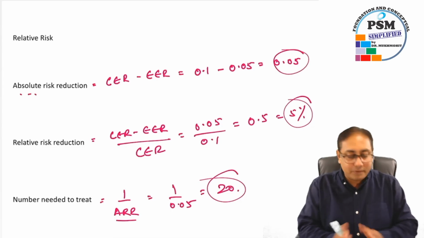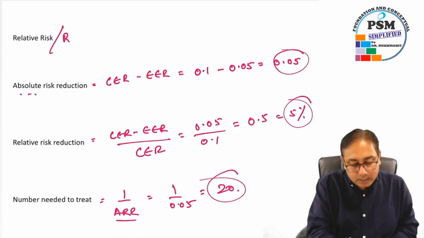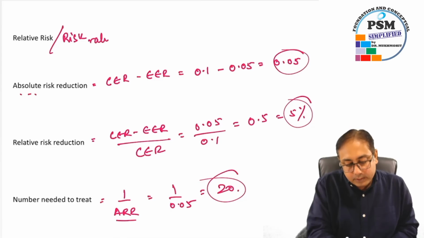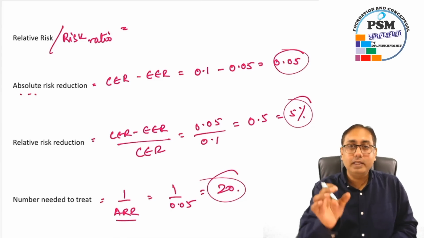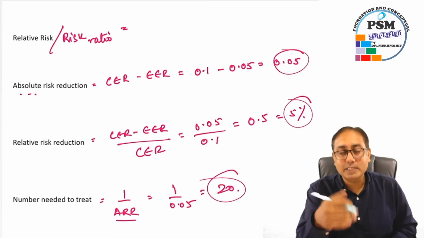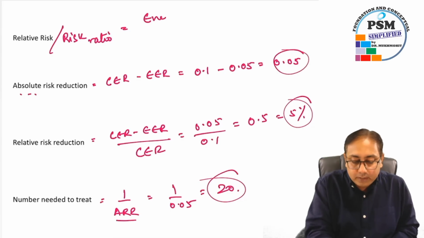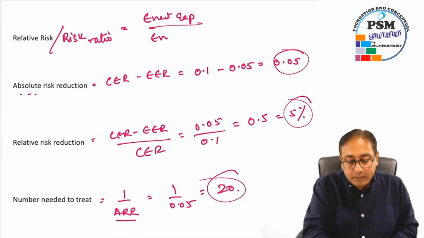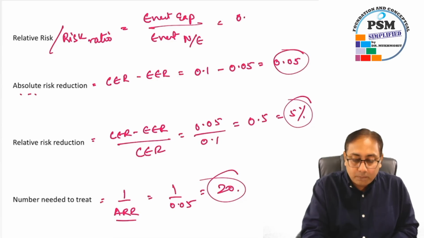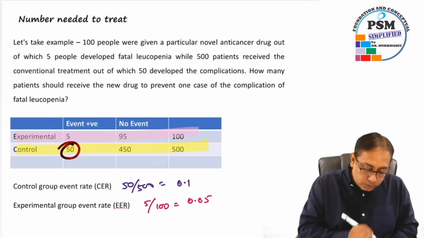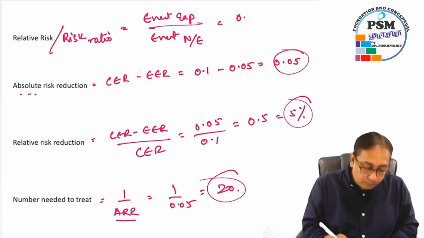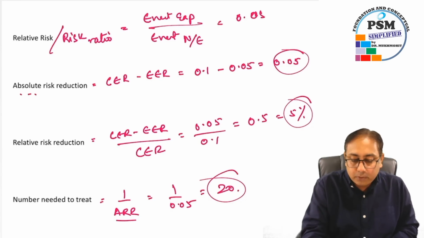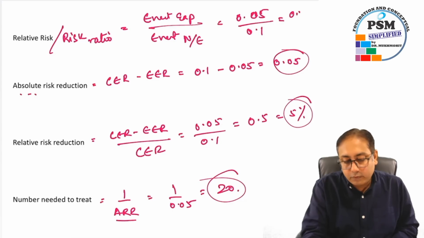What do you mean by relative risk? Relative risk is also called as the risk ratio. It is the event rate or the incidence or the risk in the exposed group, that is the exposed group event rate, divided by the event in the non-exposed group. In the exposed group, in the experimental group it was 0.05. 0.05 divided by 0.1, that is what is 0.5.